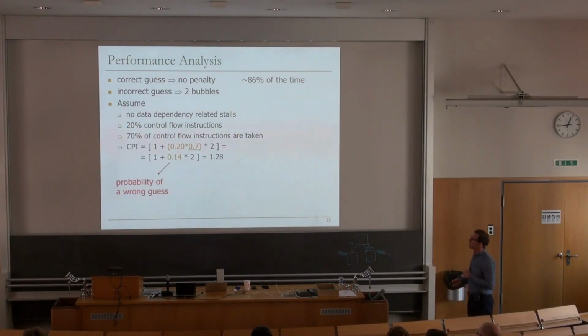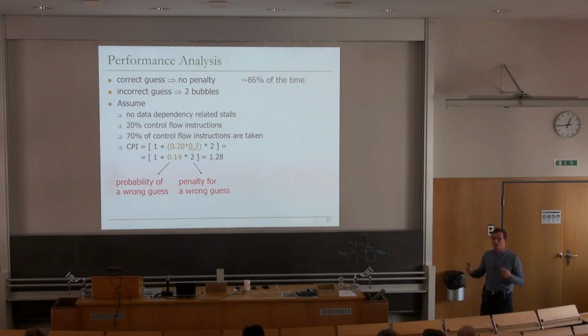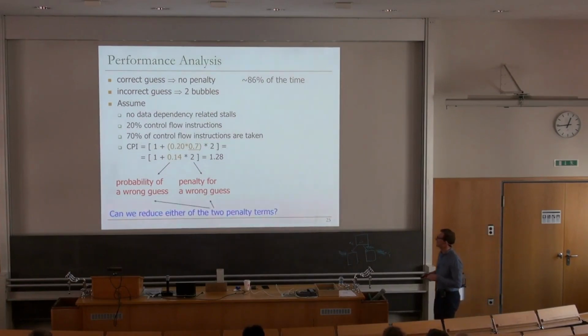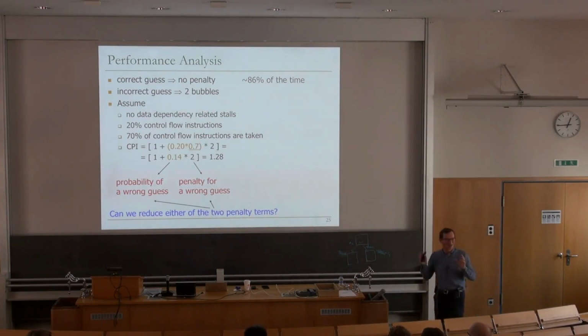So basically there are 2 issues here. One is the probability of a wrong guess, which is determined by the branch misprediction rate, and the penalty for a wrong guess, which is determined by how many instructions you flush if you have a wrong guess. And you could get rid of the branch penalty by reducing either of those 2 terms. You could reduce the probability of a misprediction by having a better predictor, for example, or you could reduce the penalty. Actually, you could be always incorrect as long as you can correct yourself very quickly. Right? You can think of it that way.